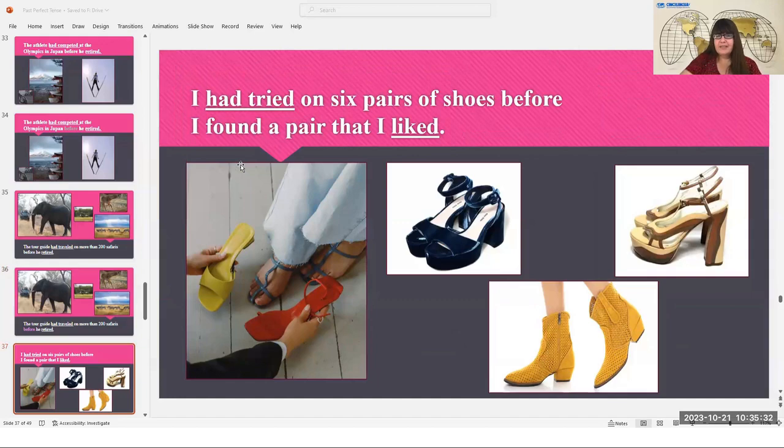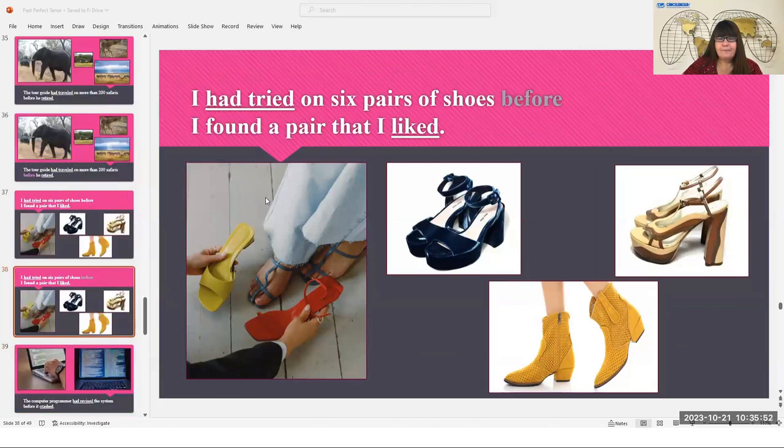I had tried on 6 pairs of shoes before I found a pair that I liked. Okay, so I went to the store. I tried on the first pair, didn't like it. Second pair, third, fourth, fifth, sixth. Finally, I liked the 6th pair. So I had tried on 6 pairs of shoes, 1, 2, 3, 4, 5, 6, before I found a pair that I liked.